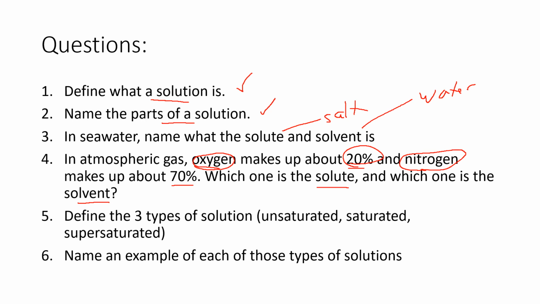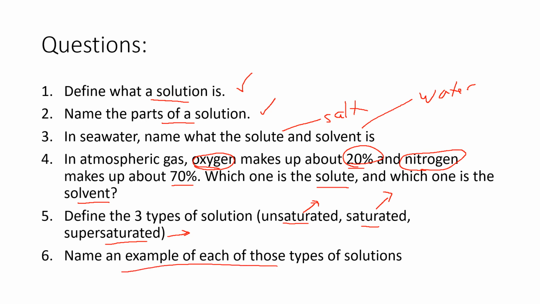5, define the 3 types of solution: unsaturated, saturated, and supersaturated. Unsaturated is less than the maximum amount of solute that can be dissolved in water. You could dissolve more. Saturated is when the maximum amount of solute is dissolved in water. You can't dissolve any more at a given temperature. And supersaturated is when you dissolve more solute in water than you could normally at a given temperature. Normally you have to heat something up and cool it back down to get supersaturated.